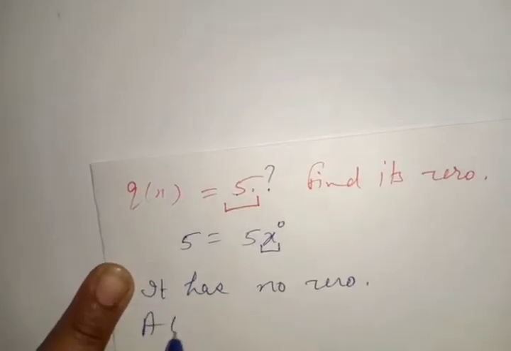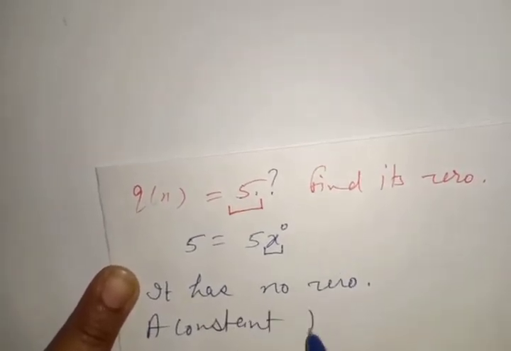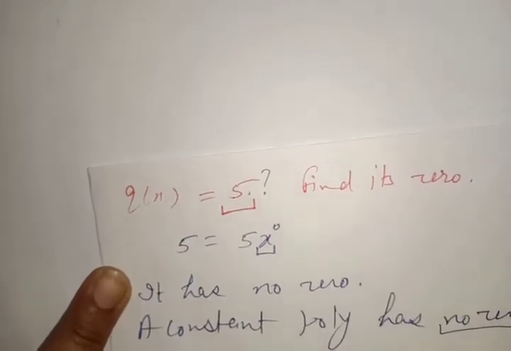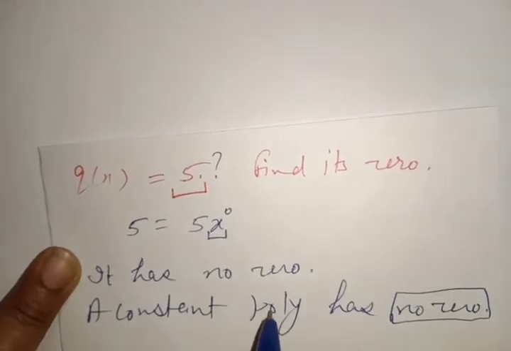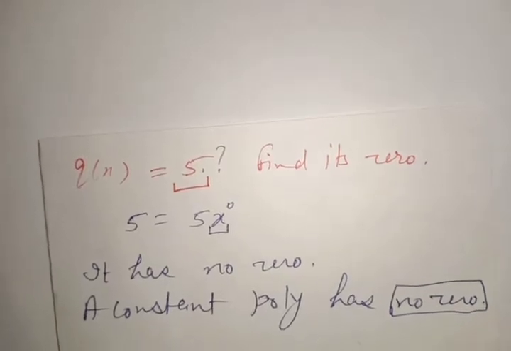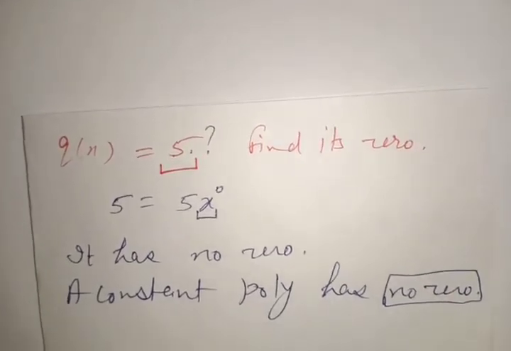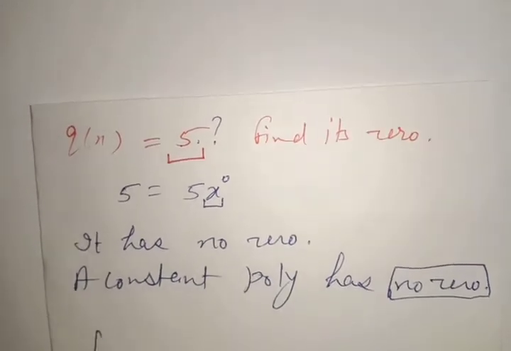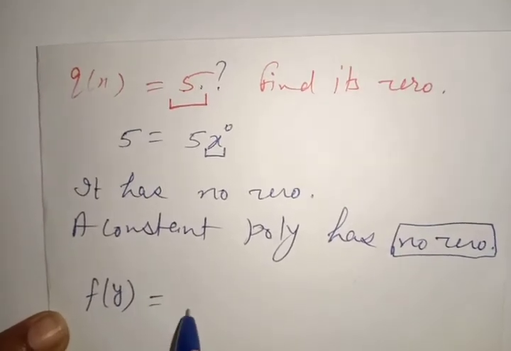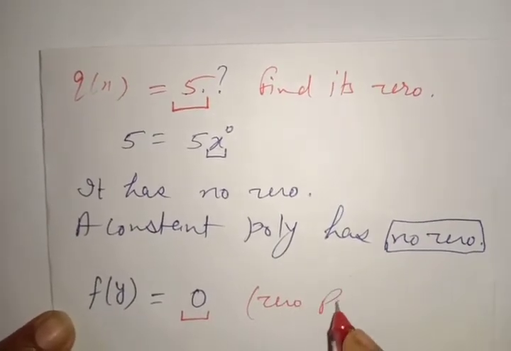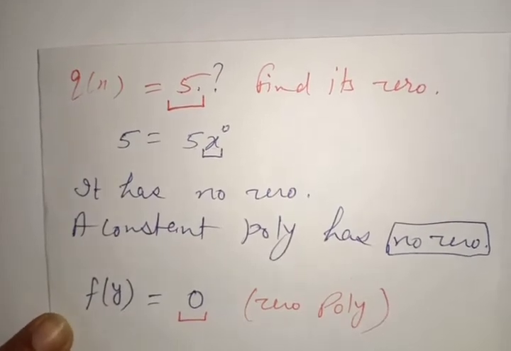It means a constant polynomial has no zero. You need to learn this for your 1 mark questions, because all of you know in the exam there are 20 questions of 1 mark. These are very basic concepts of polynomials. One more thing, suppose I take f(y) is equal to 0. What is it? In my previous video I explained: this is called the zero polynomial, whose degree is not defined.